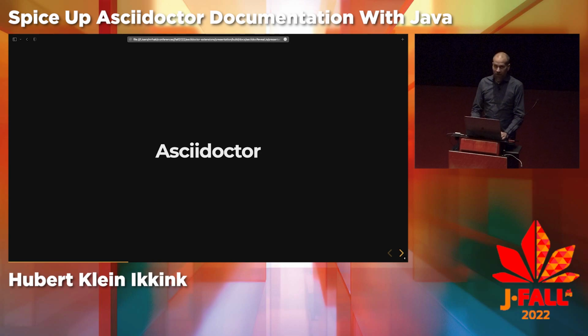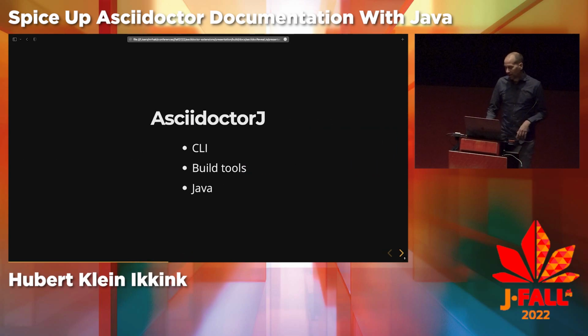The thing is, Asciidoctor itself is written in Ruby. So if you install Asciidoctor, actually you install a Ruby gem on your machine, but that means that you need Ruby and you need to install the Ruby gem. And as this is JFOL, a Java conference, it would be nice if we can also run this, of course, on the JVM. And that is where Asciidoctor J comes in.